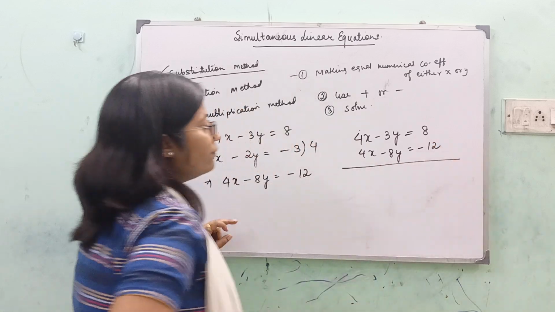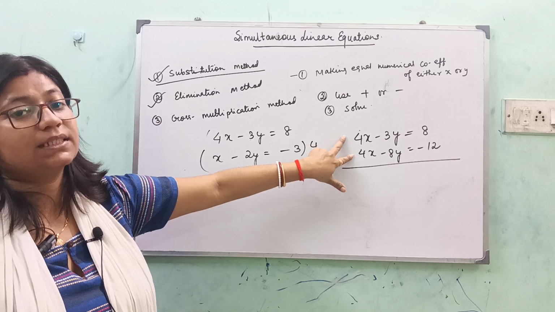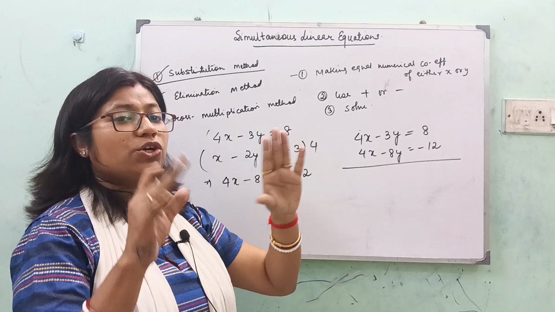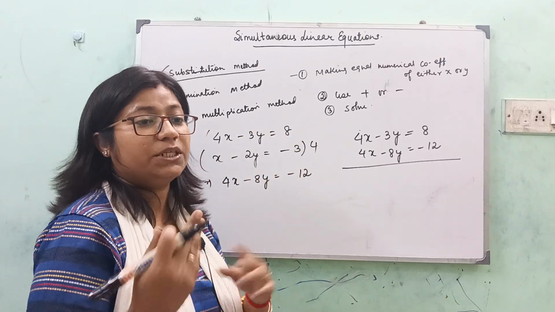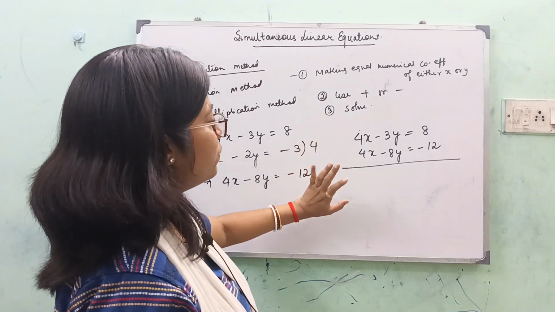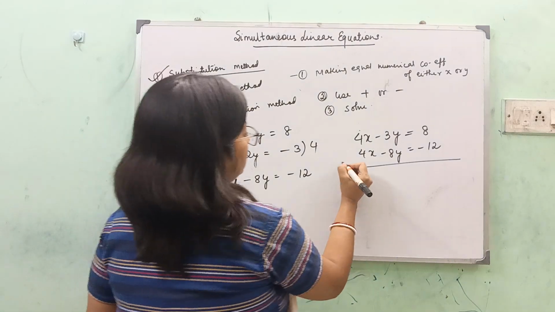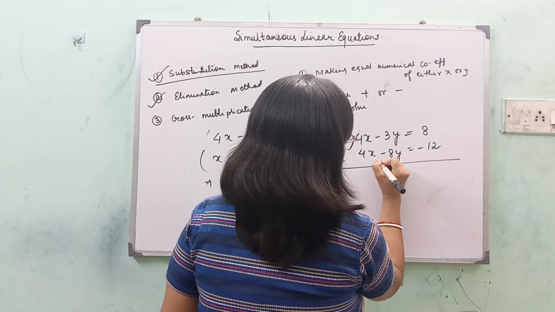Now what you will do? If you do addition, the x is not being eliminated. The one whose numerical coefficients you are making equal, that has to be eliminated. So think which operation you will use, addition or subtraction. If you use addition over here, 4x plus 4x is 8x, not getting eliminated. So use subtraction.